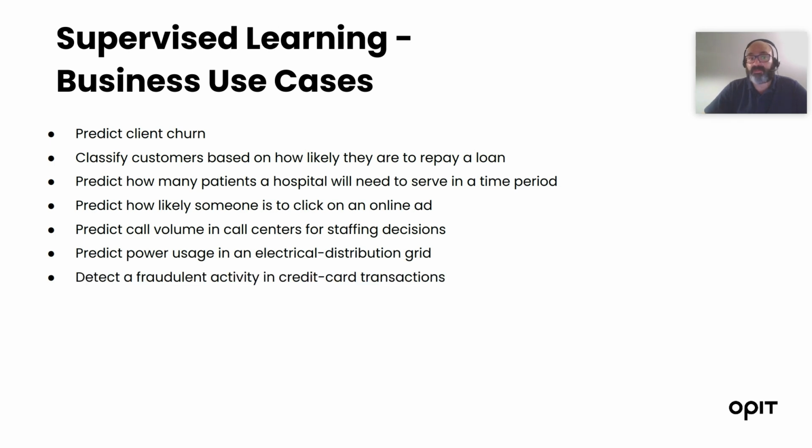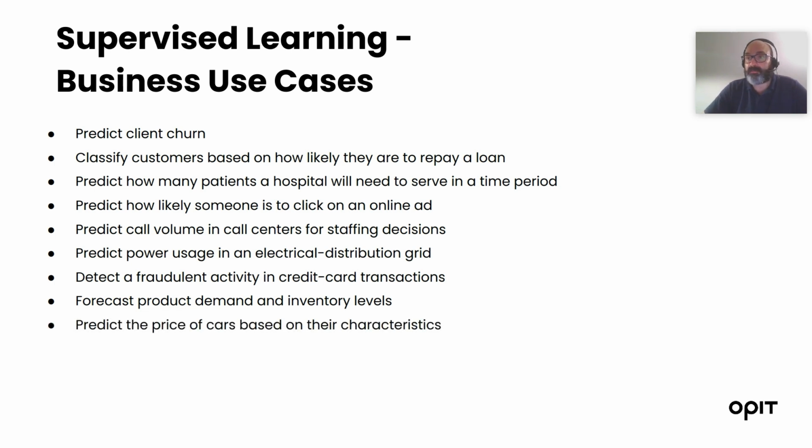We can detect fraudulent activity in credit card transactions, and forecast product demand and inventory levels. This is something that Amazon does a lot. We can also predict, for example, the price of cars based on their characteristics. This is not something that a final user wants to do, but car manufacturers use this business case a lot in order to give a price range for their models.